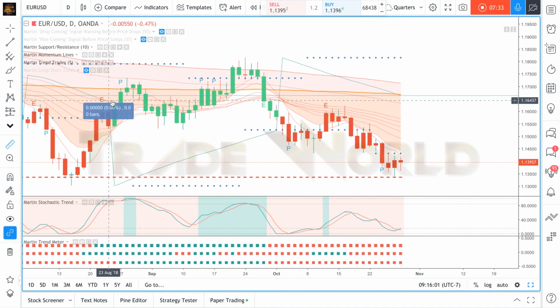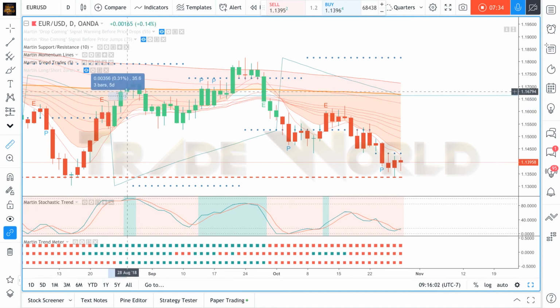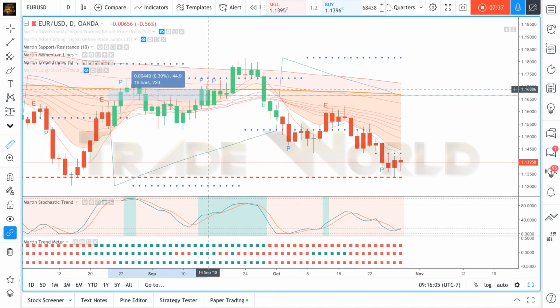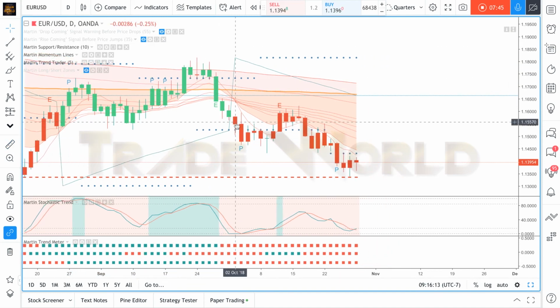Let me show you guys what this looks like. So entry to the first profit point, easy 35 pips. Next profit point, 44. You come out here, 3 profitable exits here, 37. So about a 35 pip average gain on that long trade.